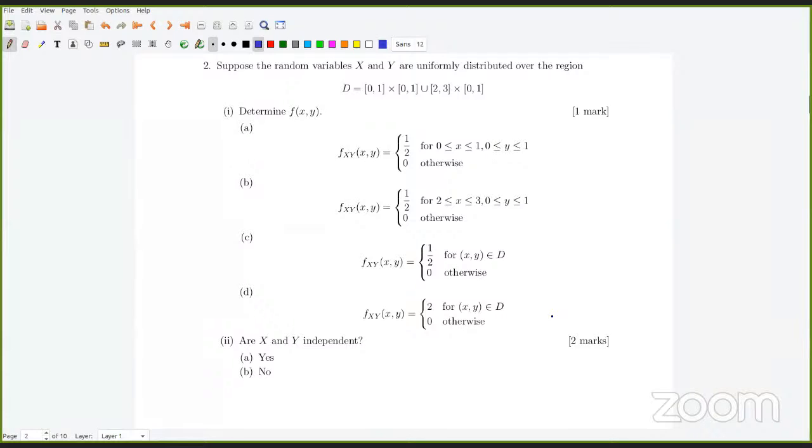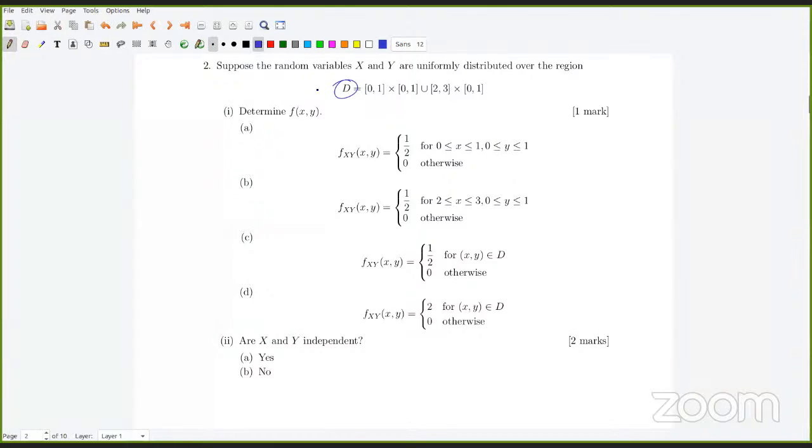So this is the second question. Suppose the random variables x and y are uniformly distributed over the region D. We have been given a region D, and two random variables x and y are uniformly distributed over this region. There are two parts in this question. First, we ask about the joint distribution of these two random variables. Here x and y are continuous random variables, and we are asking for the joint PDF of x and y. The second part is about whether x and y are independent or not.